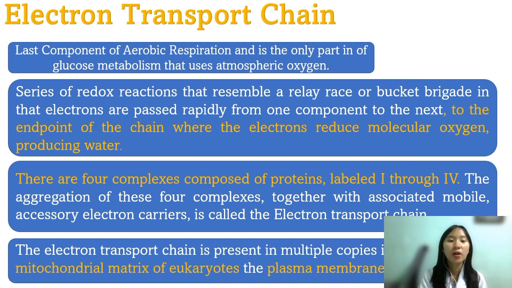NADH is very good at donating electrons in redox reactions. That is, its electrons are at a high energy level. So it can transfer its electrons directly to complex 1, turning back into NAD plus. FADH2 is not as good at donating electrons as NADH, so its electrons are at a lower energy level. So it cannot transfer to complex 1, and we will see that in the diagram.